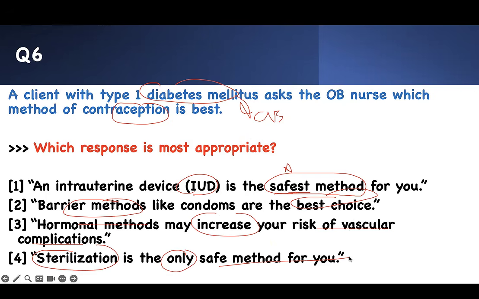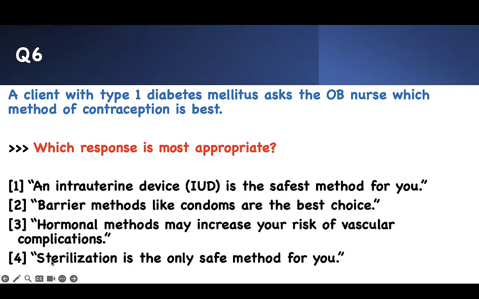This is number 6. It's a little bit difficult, but that's what it's designed for. But I'm trying to teach you certain things when you're picking an answer choice. There's test-taking strategy. IUD is good, but it's not the safest. The word safest changes the answer choice. It's too absolute. Barrier method, you put the word best. It's too absolute. Hormonal method, yeah, it increases the risk of vascular complications. It does not say anything extra, it's just telling you the fact. Sterilization is not the only safe method. And therefore, the right answer is number 3.